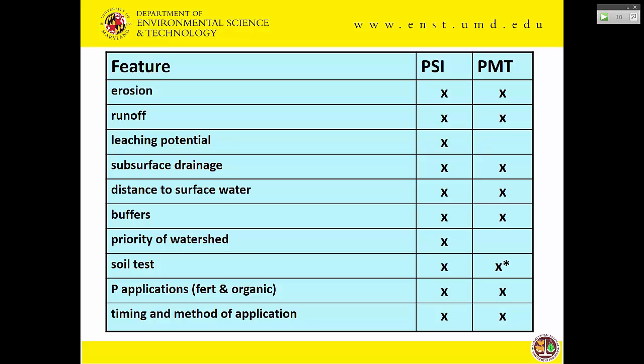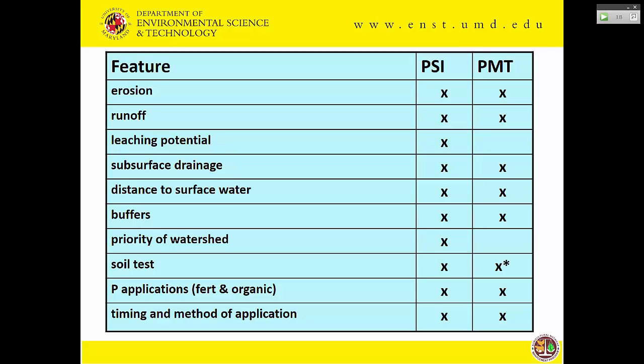How much runoff? What is the runoff potential in this field? Both tools use that. What is the leaching potential? That's something that's used in the phosphorus site index, but it's not used in the PMT. You might ask yourself, well, why? Is the leaching important? It is, but a study done with the phosphorus site index to look at what characteristics contributed to the pool found that there was some redundancy, and leaching potential didn't measure anything else that wasn't already taken into account somewhere else. So it's not in the phosphorus management tool.